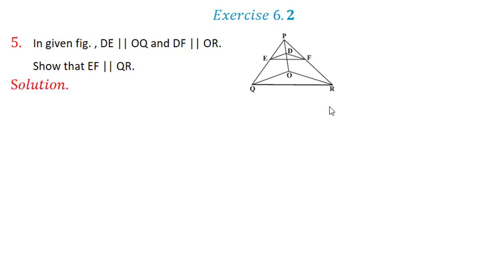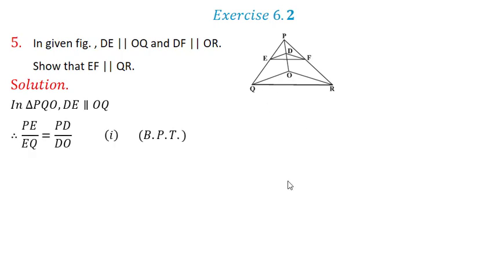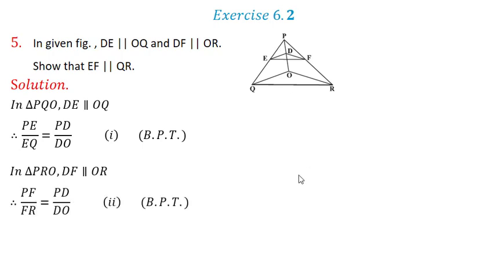So let us begin. In triangle PQO, DE is parallel to OQ. So I will say that PE upon EQ equal to PD upon DO. Similarly, in triangle PRO, DF is parallel to OR, therefore I will say that PF upon FR equal to PD upon DO. Again, you can observe this equation 1 and 2, and from equation 1 and 2, we can say that PE upon EQ equal to PF upon FR.